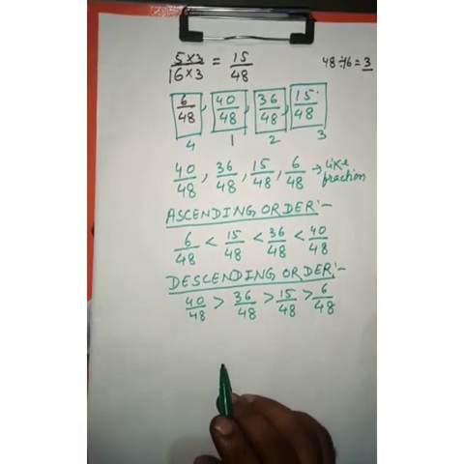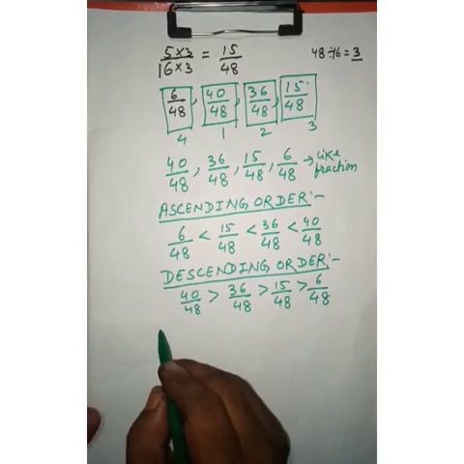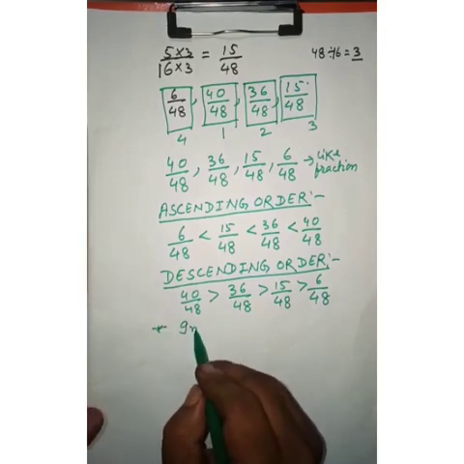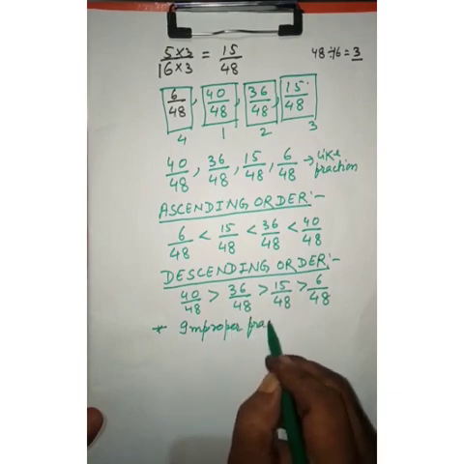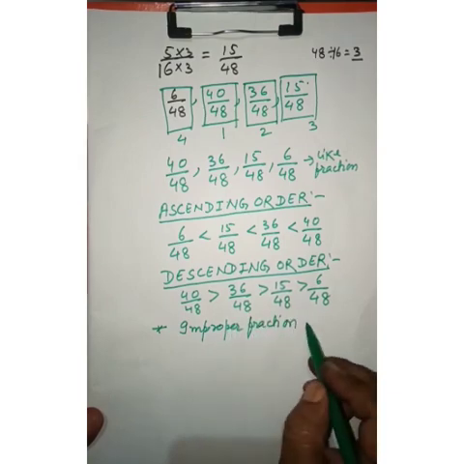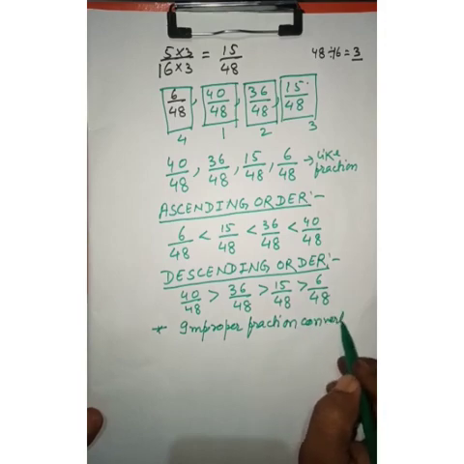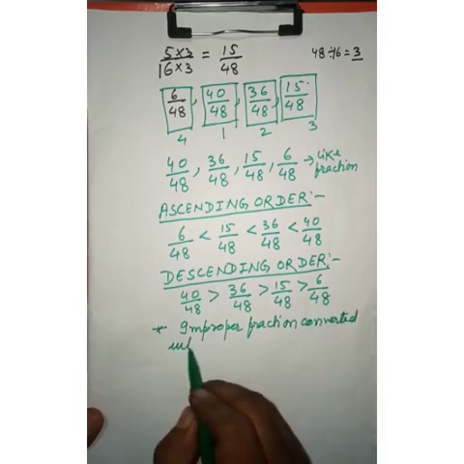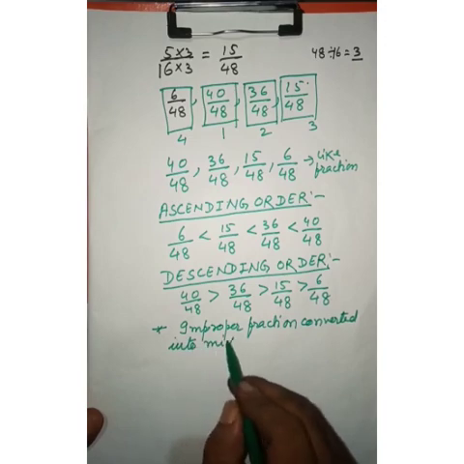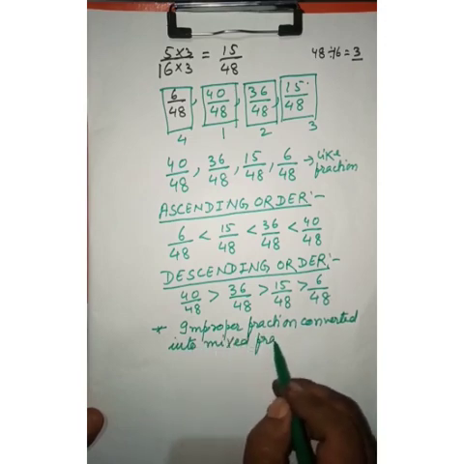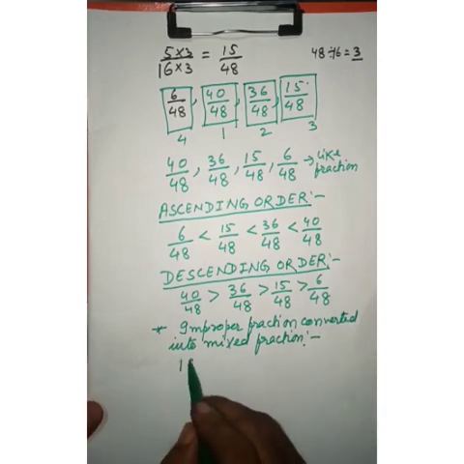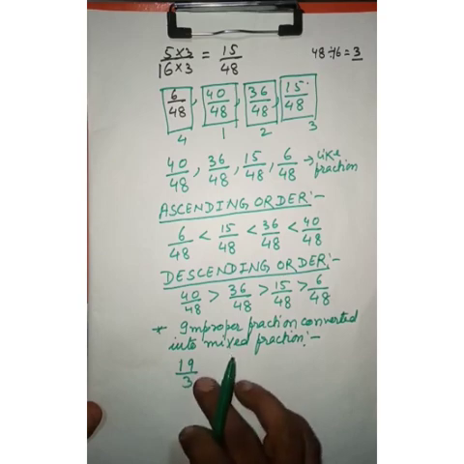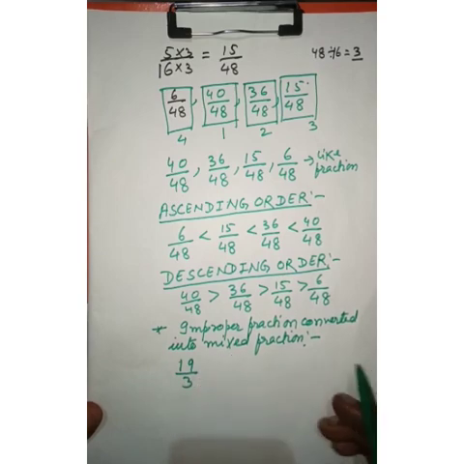Okay, now what we have to do, see, improper fraction converted into mixed fraction. Okay, now see here, 19 by 3, this is an improper fraction. This fraction is converted into a mixed fraction. How will you convert? Now see the working rule.